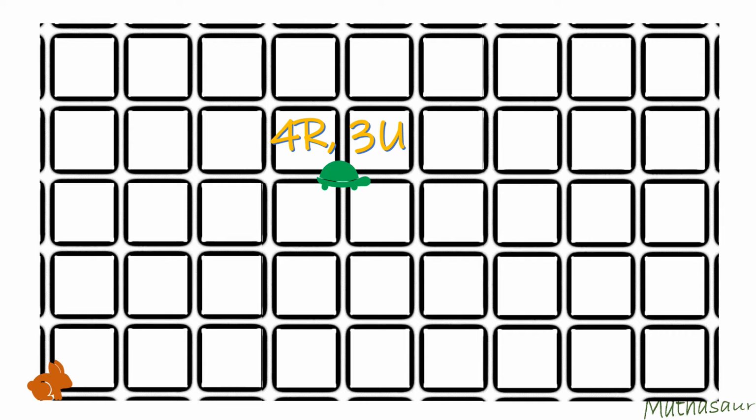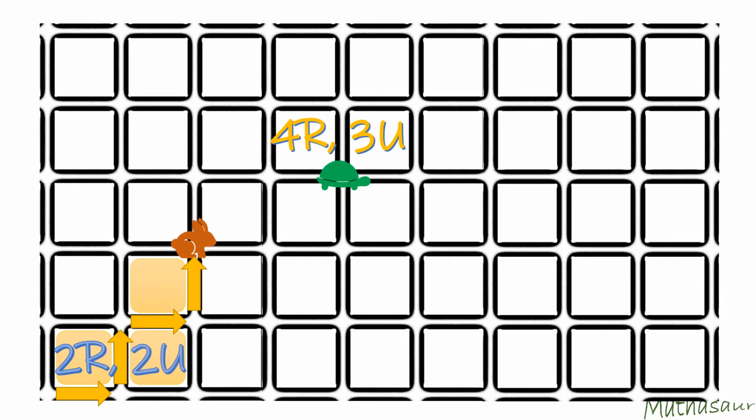Is there another way to reach the tortoise? Of course, he can go zigzag. So, he can go 1 right, 1 up, 2 right, 2 up, 3 right, 4 right, and 3 up. This time he took a zigzag path, sometimes going right, sometimes going up. But finally, he is taking 4 blocks to the right and 3 blocks up.